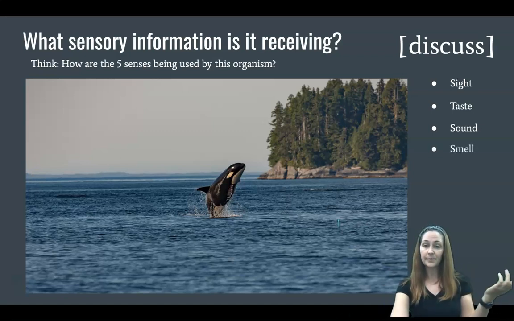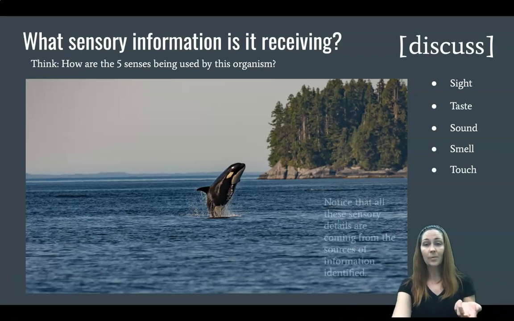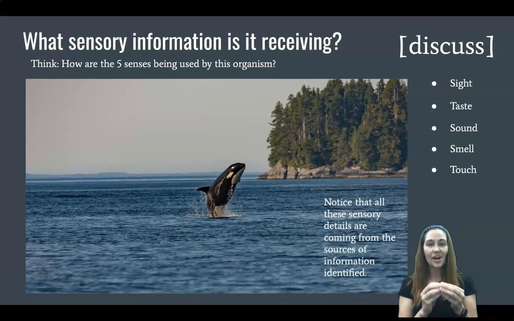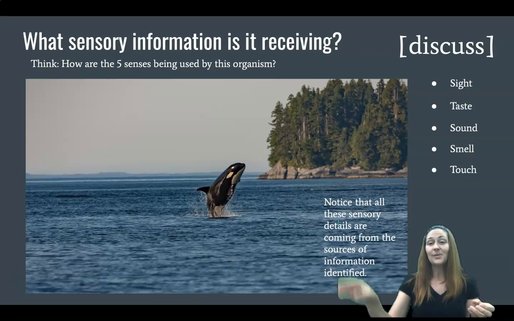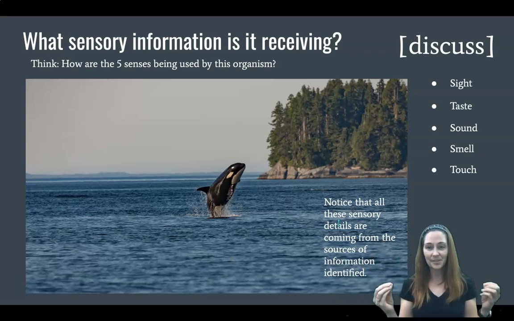Smell. Perhaps there's smell involved. Trees, the salt, the weather, things like that. And touch. Yeah, it feels the surface of the water, breaking it, and it's going to feel it as it comes back down. Now, what I want you to notice is that all these sensory details are coming from the sources of information we already identified. It's either coming from the water, the air, or the trees that we talked about, or the sunlight. So all the senses are coming from information around it. So that's important to know.